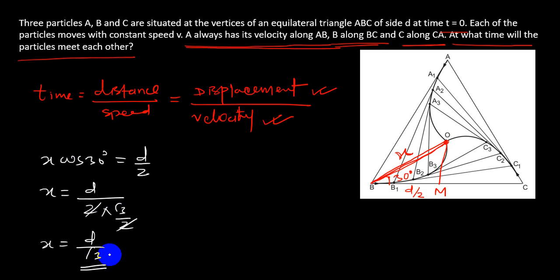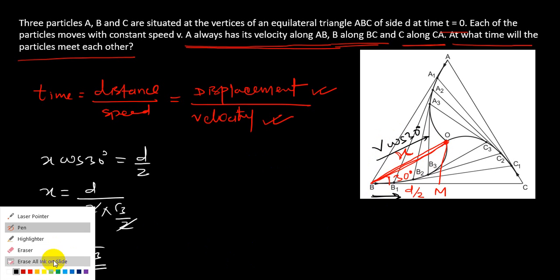Now what we need to find out? We need to find out the velocity which is along the displacement. So the velocity is going to be this one, which is v, but we need the component of v along BO, along x, right? So what is that? That is v cos theta. This is going to be the component, that is v cos of 30 degrees, right?